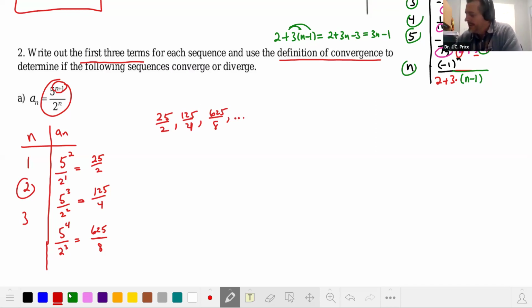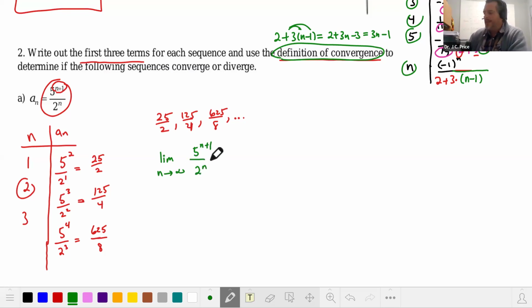We want to use the definition of convergence to determine whether this sequence is going to converge or diverge. So let's run a limit on it. Limit as n goes to infinity of 5 to the n plus 1 over 2 to the n. Now here's where you have to be a little bit careful. You can test it by plugging in infinity. So 5 to the infinity plus 1 over 2 to the infinity.